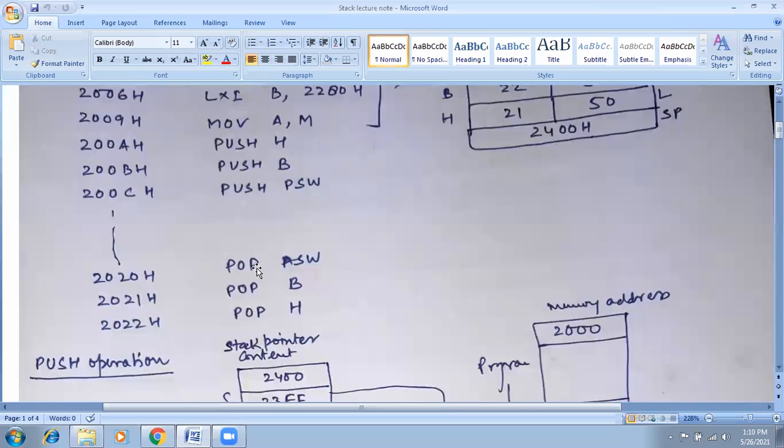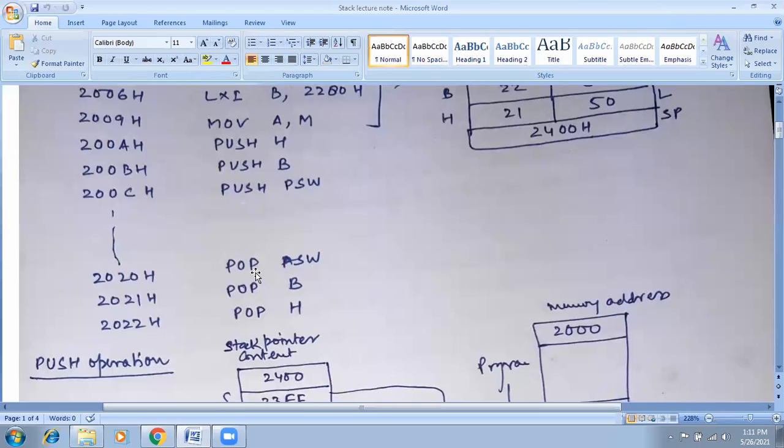by 1. So what is this pop PSW going to do? Now at this juncture, 23FA is the stack pointer content. So whatever content is at 23FA will be first copied into the flag register. And then the stack pointer is incremented by 1 so that it will become 23FB. And the content of 23FB will be copied in the higher order register. And again, the stack pointer is incremented by 1.